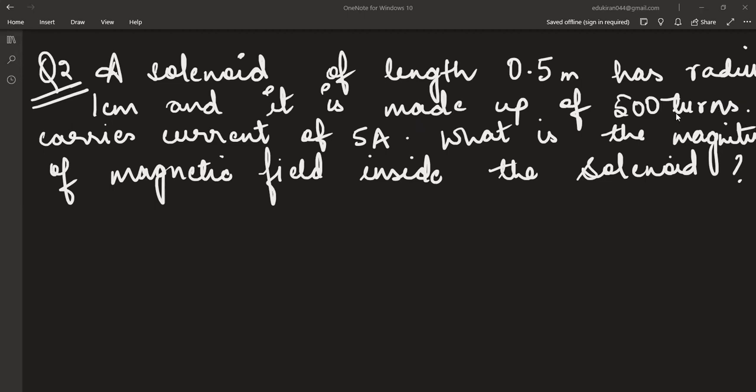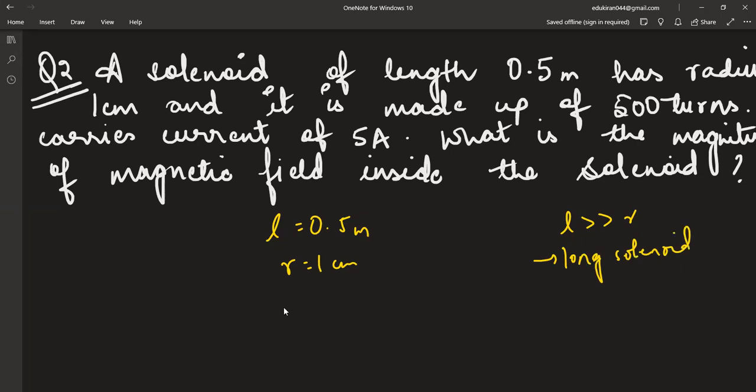So we need to find 500 turns per unit length, that will be small n. Now the value of L is 0.5, radius is 1 centimeter, so length is greater than R. The radius is only given so that you can confirm this; area is not used here. When nothing is mentioned, by default it is already a long solenoid. In these two questions it was mentioned, but it can happen that it is not mentioned.